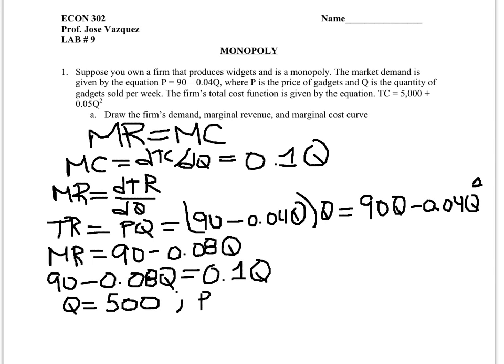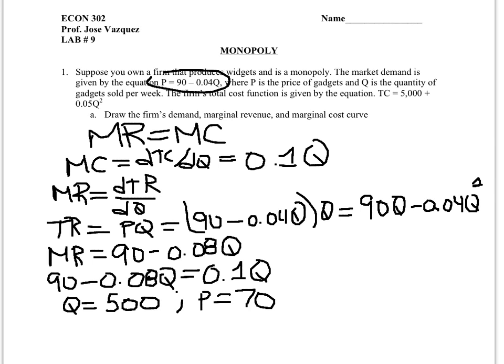Then plug that back into the price equation to find price. Remember that you have to plug it back into the original demand equation, not into the marginal revenue equation, to find the price. So 0.04 times 500 is 20. So P is 70.